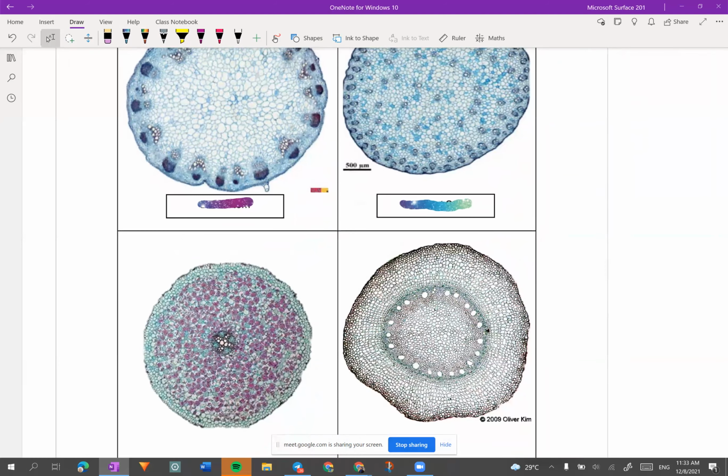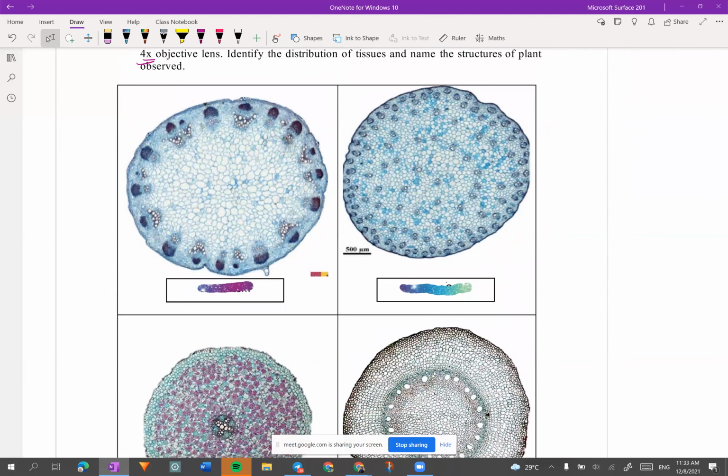So, dekat sini kita ada 2. Satu phloem, satu lagi xylem. Okay. The vascular bundle yang kita nak tengok. Satu dekat stem, satu lagi dekat root. Okay, stem dengan root. And then kita nak tengok sama ada dia dekat dicot atau dekat monocot.